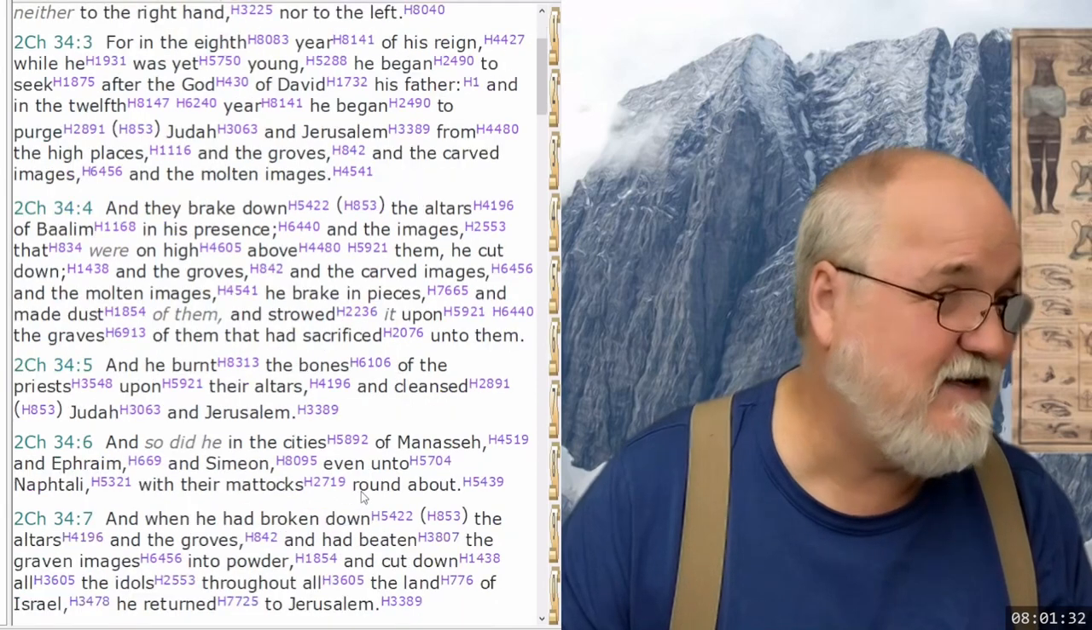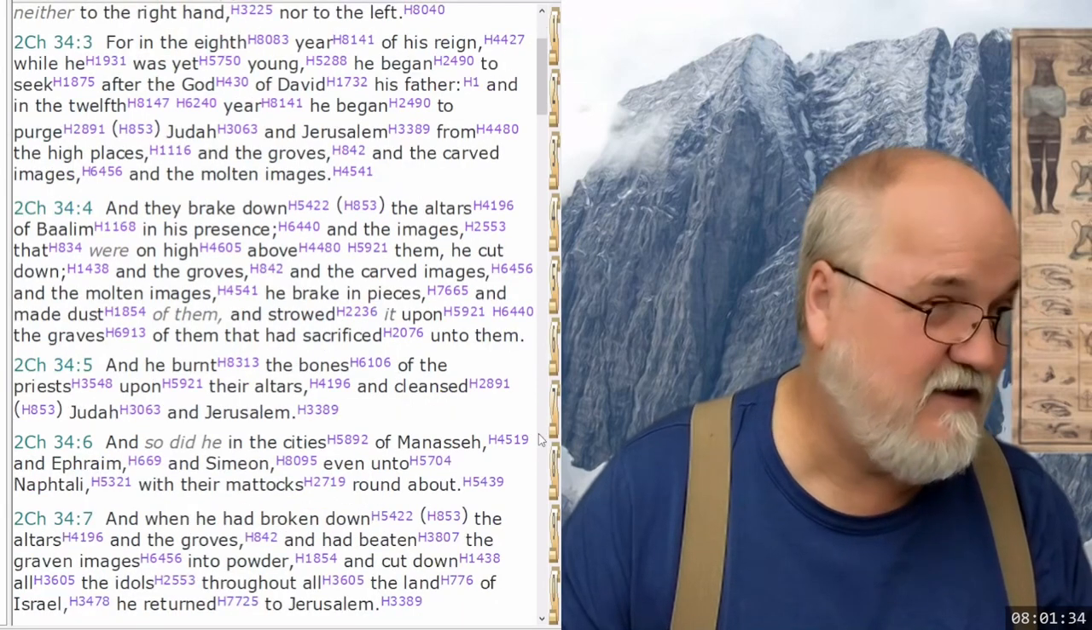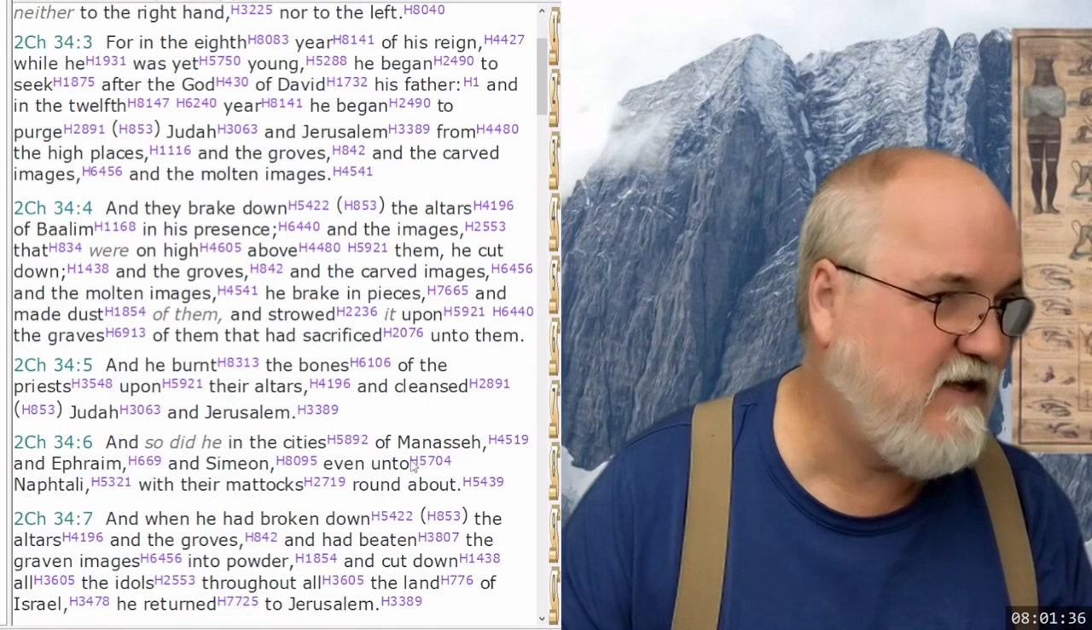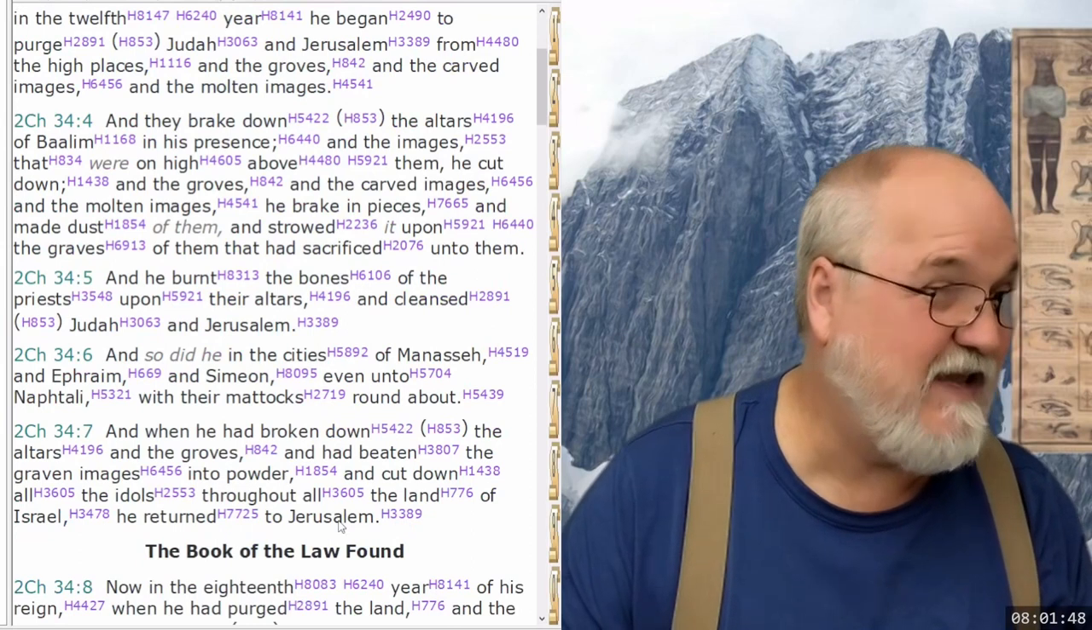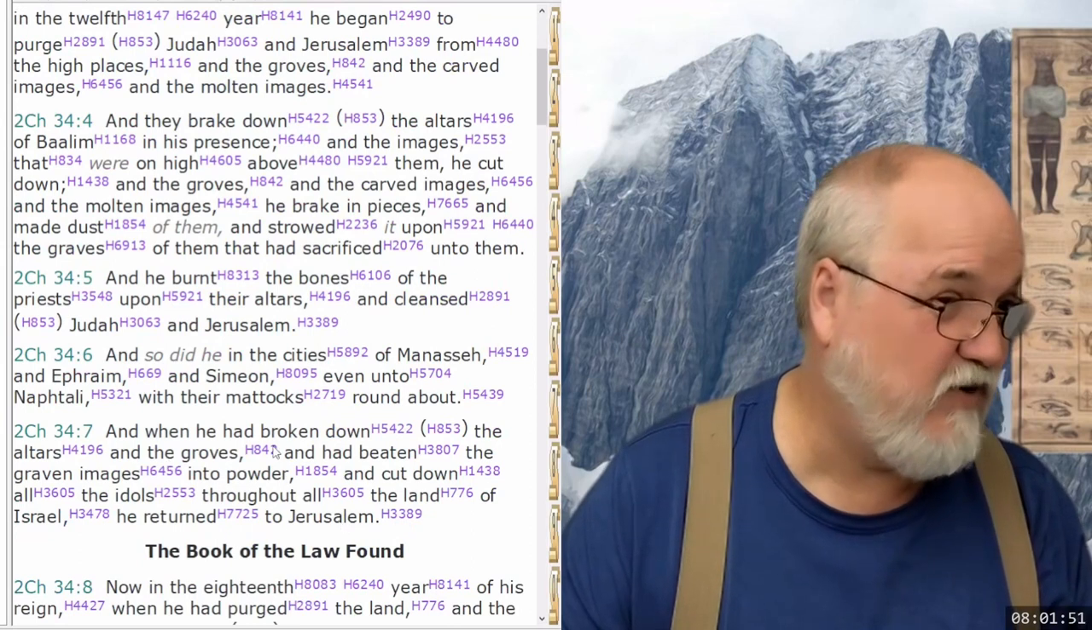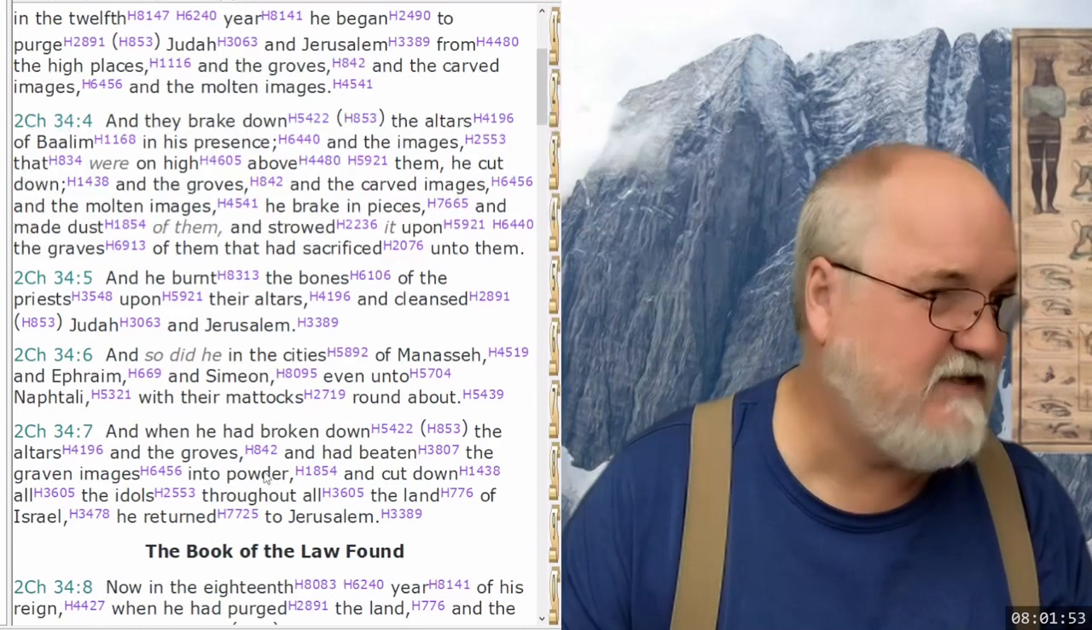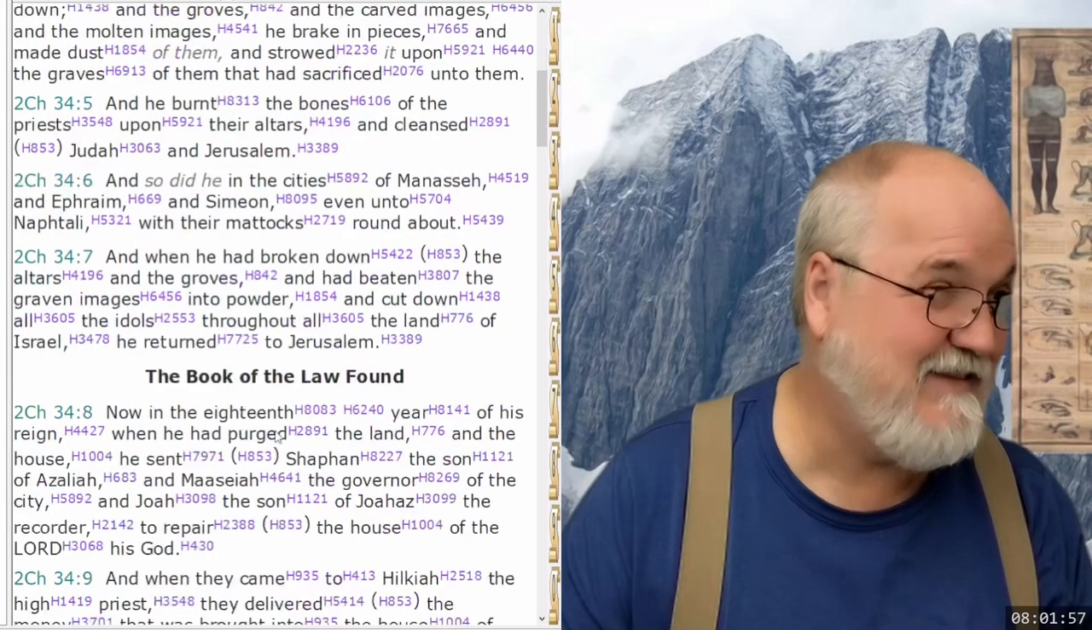"And so did he in the cities of Manasseh, and Ephraim, and Simeon, even unto Naphtali, with their mattocks round about. And when he had broken down the altars and the groves, and beaten the graven images into powder, and cut down all the idols throughout all the land of Israel, he returned to Jerusalem. Now in the eighteenth year of his reign, when he had purged the land and the house, he sent Shaphan." This is when he's going to have the Passover in Jerusalem, in the 18th year.